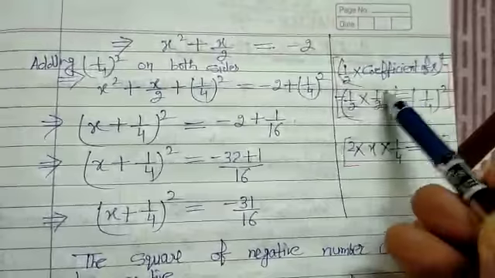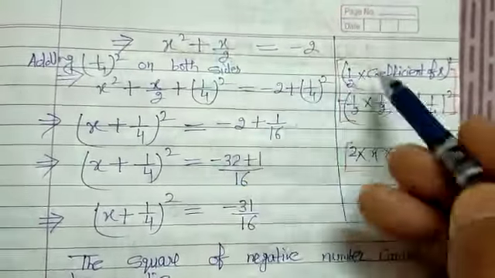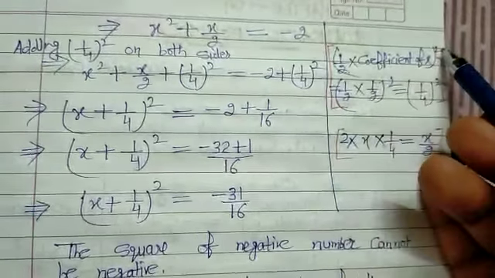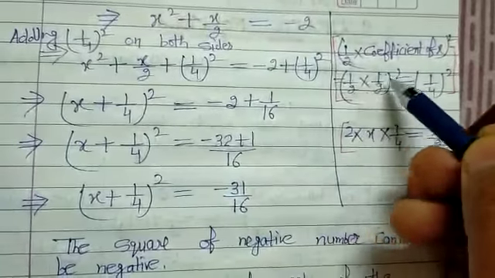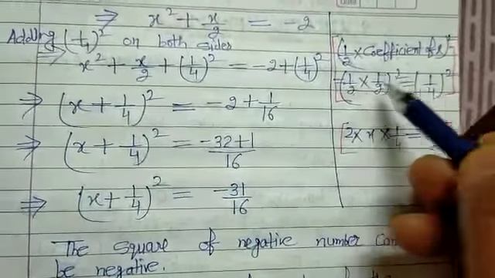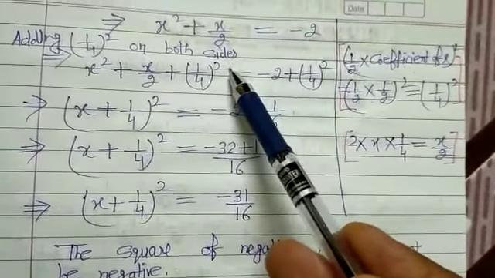Now the next step is very important. We have to add to both sides of this equation half of the coefficient of x whole square. The coefficient of x is 1 by 2 here. Half of it means multiply, coefficient of x, 1 by 2, by half, whole square. So it becomes 1 by 4 whole square. We will add 1 by 4 whole square on both sides.